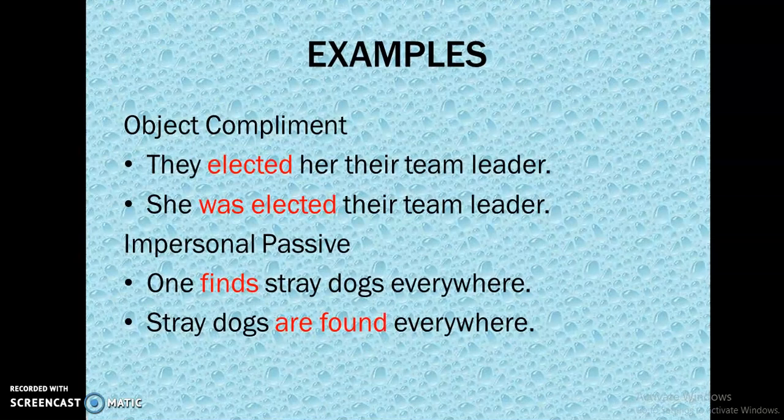Now, how will you use it as object complement? They elected her their team leader. Passive voice. She was elected their team leader. Next is impersonal passive. One finds stray dogs everywhere. Passive voice. Stray dogs are found everywhere.